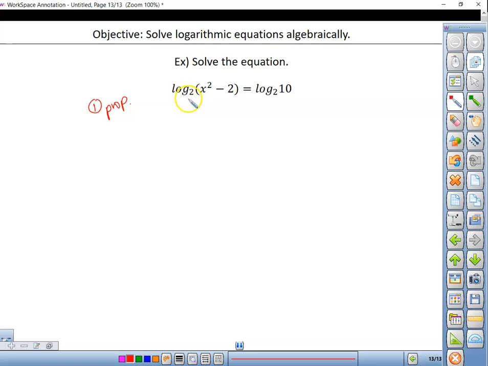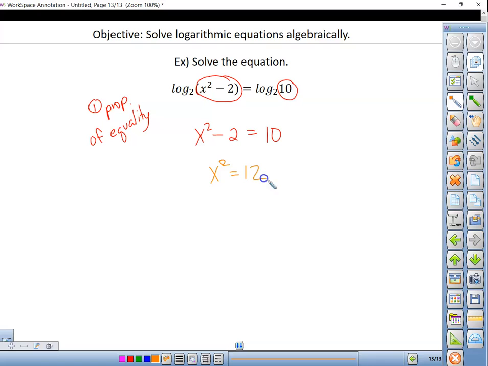Because if we have a logarithm of base 2 equals another logarithm of base 2, this argument of x squared minus 2 must be equal to that argument of 10. So we have x squared minus 2 equals 10. And we continue from here using our algebra. Adding 2 gives us x squared equals 12. Again, using our square root property, we get x equals plus or minus the square root of 12, which I would simplify to -2 root 3 and +2 root 3. And then I would check each of these to determine whether they are valid or not.